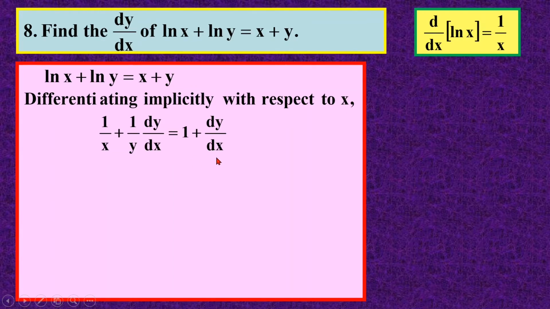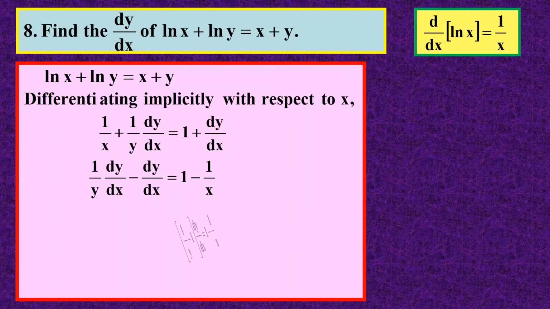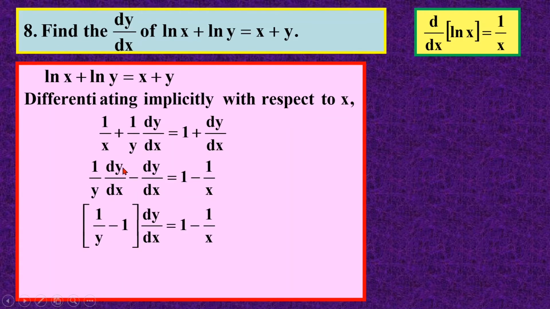When this is done, I'm going to pull all the dy dx to the left-hand side and all the terms without dy dx on the right-hand side. So I will end up something like this. Once that is done, of course, it's time to factorize. So I will factorize the dy dx out, and what is left is a term like this.